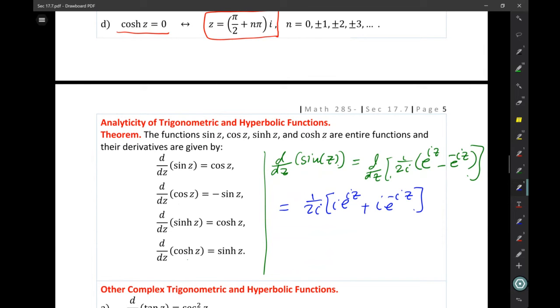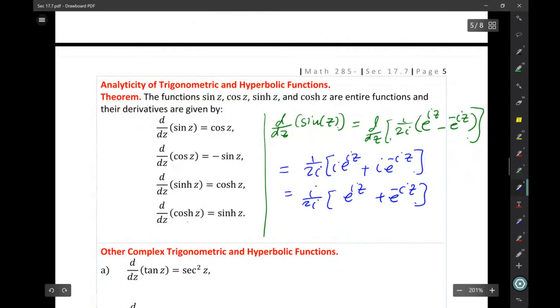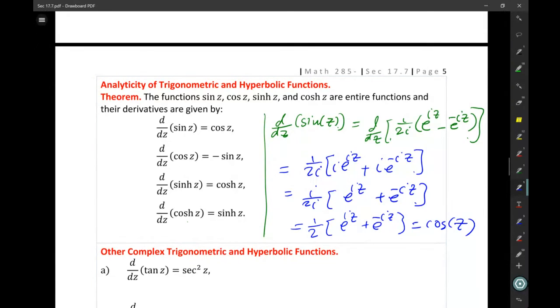Now take i as a common factor, it becomes i divided by 2i times e to the power iz plus e to the power minus iz. The i by i cancels, so we get a half times e to the power iz plus e to the power minus iz, which is equal to what? It is equal to cosine z, which is the definition of cosine z.